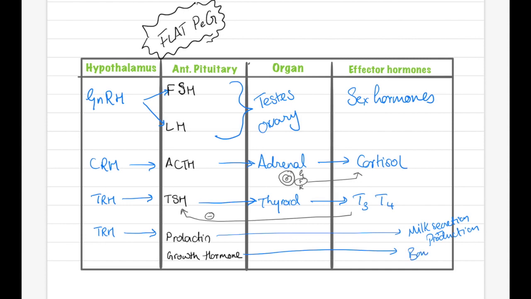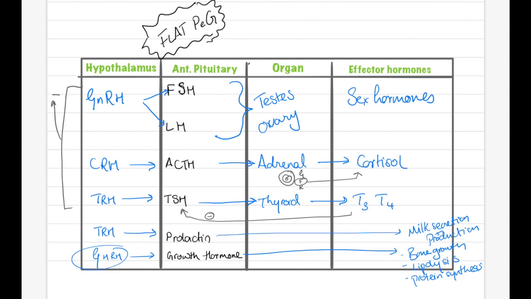And with growth hormone, it increases lipolysis, protein synthesis, bone growth, and gluconeogenesis. These are the main functions of growth hormone. This is caused by release of growth hormone releasing hormone from the hypothalamus.